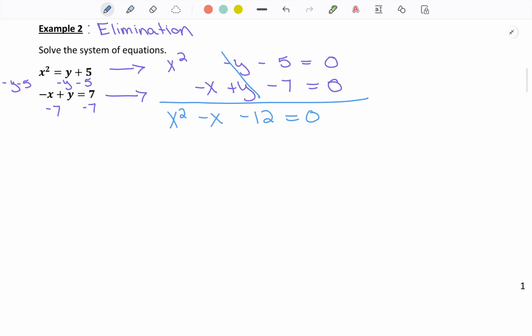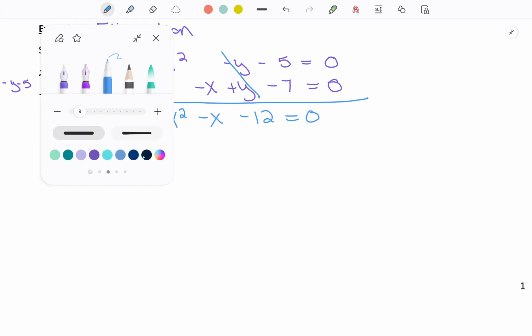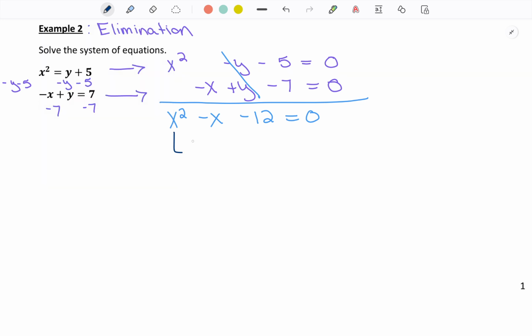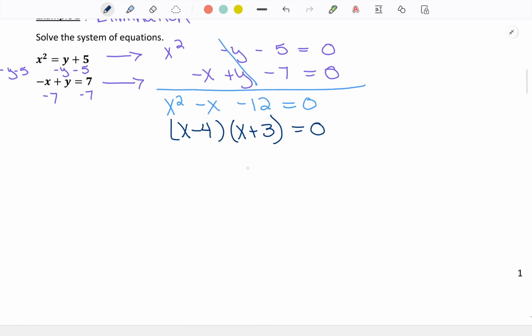So then we can solve this equation by factoring. So we are going to have two numbers that multiply to be negative 12 and add up to be a negative 1. So that is going to be x minus 4 and x plus 3, and that equals 0. So x minus 4 equals 0. So x equals 4, and then x plus 3 equals 0. So x will equal negative 3.